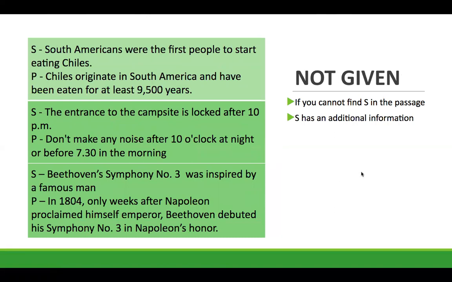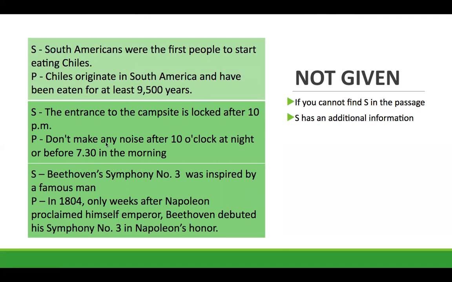Then we have another example. It's not given. So let's see. South Americans were the first people to start eating chilies versus chilies originated in South America and have been eaten for at least 9,500 years. It's not mentioned whether they're the first people to consume it. Okay, so it's not given.